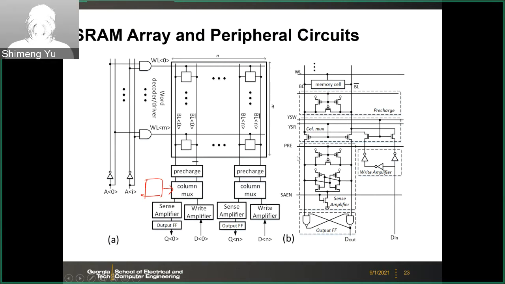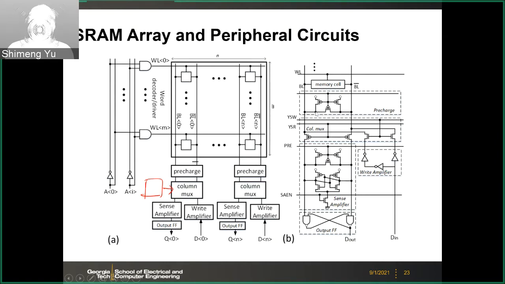And if we draw the transistor level schematic, this is what you may see on the column side, the column peripheral circuits. So here, this is a memory cell, for example, your 6-transistor SRAM. And then here we have this pre-charge circuit. The pre-charge circuit is also called an equalizer. So you have 3 transistors like this.